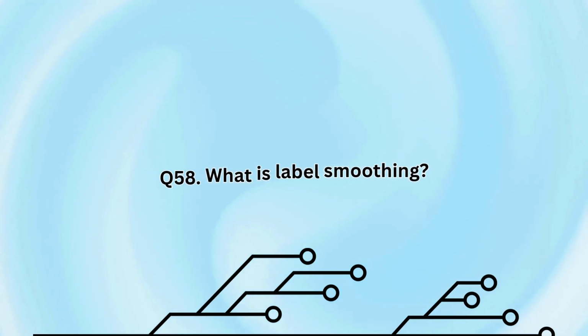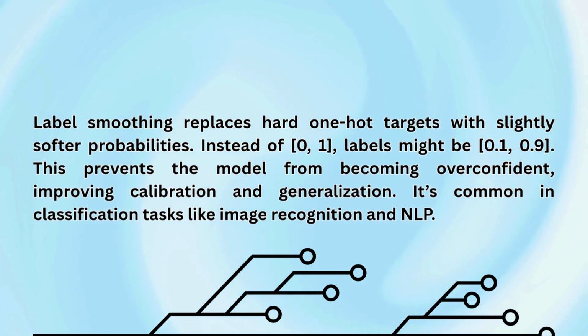What is label smoothing? Label smoothing replaces hard one-hot targets with slightly softer probabilities. Instead of 0, 1, labels might be 0.1, 0.9. This prevents the model from becoming overconfident, improving calibration and generalization. It's common in classification tasks like image recognition and NLP.